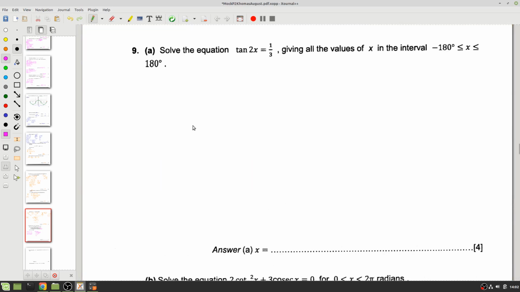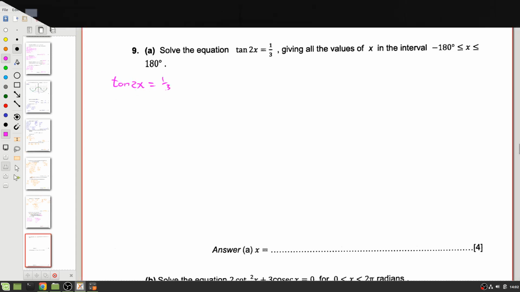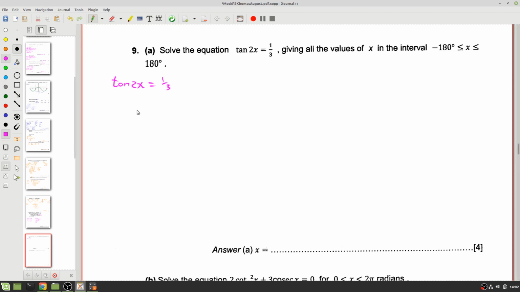Alright. Question 9. Solve the equation tan 2x equals a third, giving all the values of x in the interval from negative 180 to positive 180 degrees. Okay, so let's start by just rewriting our equation. So tan of 2x equals 1 over 3. Alright, now we want to find our reference angle. So our reference angle is arctan, we also call it shift tan because that's what we press in the calculator, of 1 over 3. And let's work out what that is.